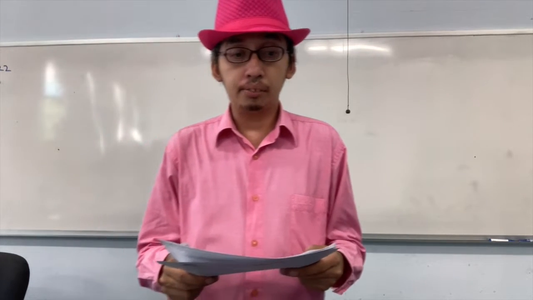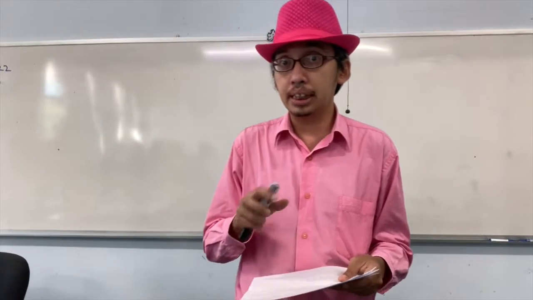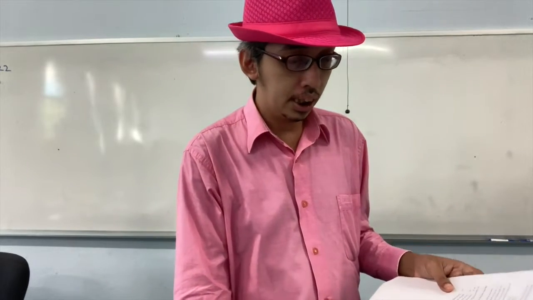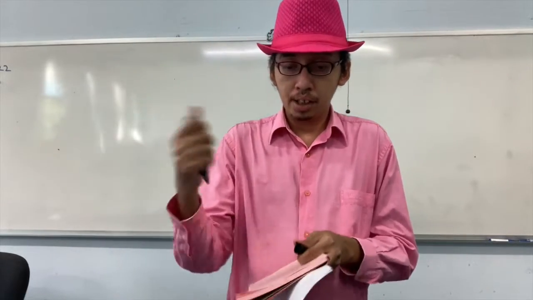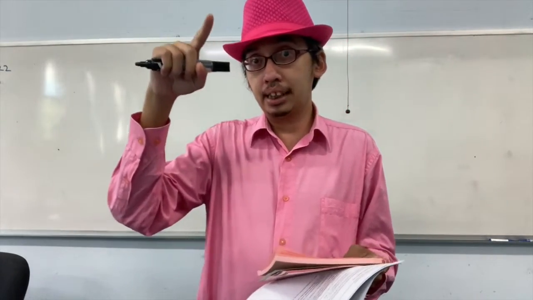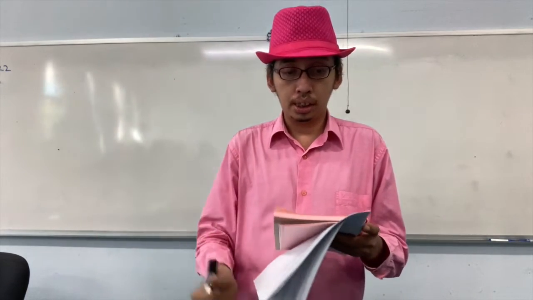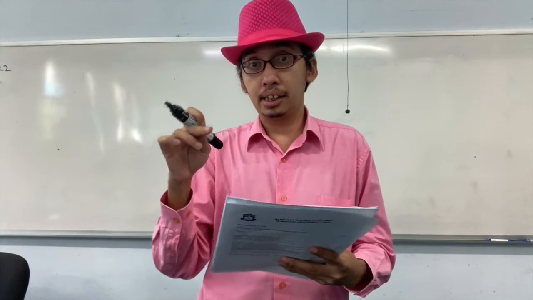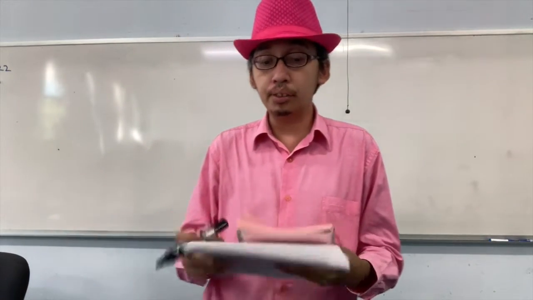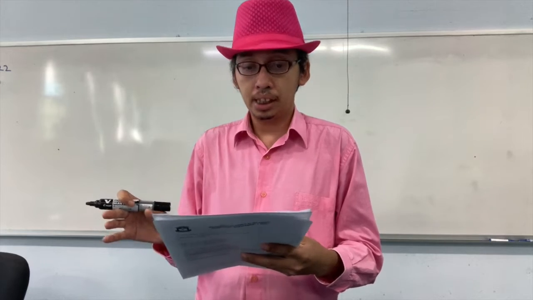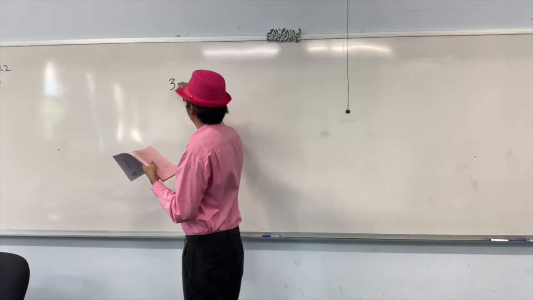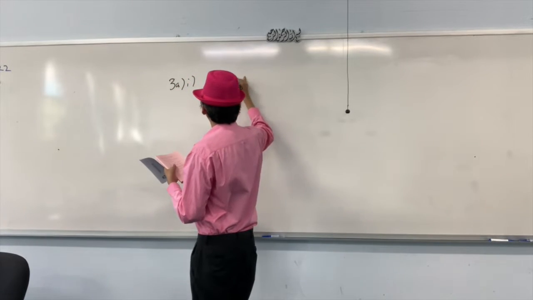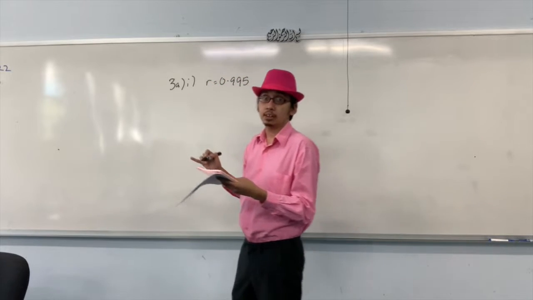The first question asks you to calculate the Pearson product moment correlation coefficient R for this data. Make sure your stat diagnostic is on before you do this question. Use your stat edit, put X under L1 and Y under L2, and then stat calculate. They will give the R value as well as the linear regression equation. So for 3A part 1, your R is 0.995, rounded off to 3 significant figures.